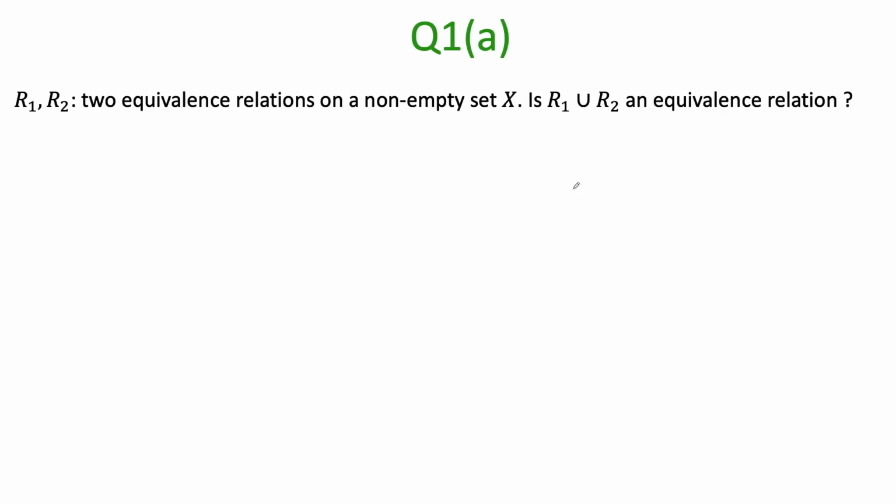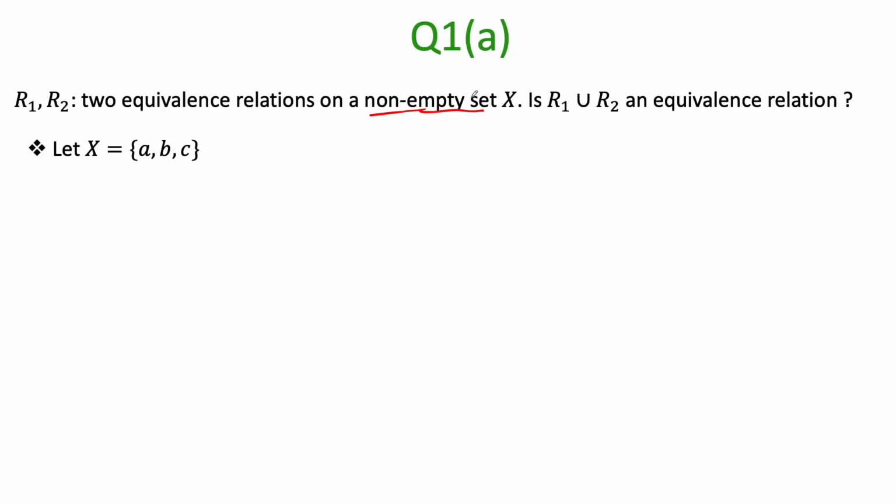So let's start with question number 1a. In this question you are given two equivalence relations on a non-empty set X. I stress they are on a non-empty set X, and you are asked to prove or disprove whether the union of R1 and R2 is an equivalence relation or not. So it turns out that the union of two equivalence relations need not be an equivalence relation, and this is demonstrated by this counter example.